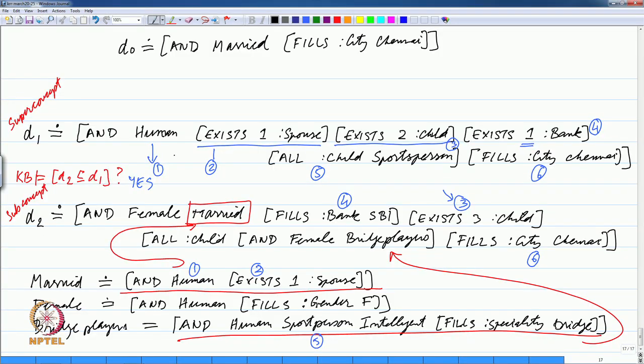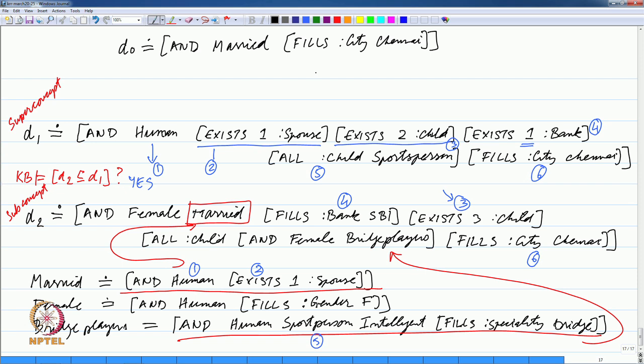It is straightforward, as we can see that D1 also satisfies the concept of married. Once we want to expand married, remember we have to normalize that. Once we expand married, we would replace it by human and exists one spouse. So, that is there straight away in D1 and also there in D2 essentially. Likewise, filled city Chennai is there in both. So, indeed there is a relation between them.